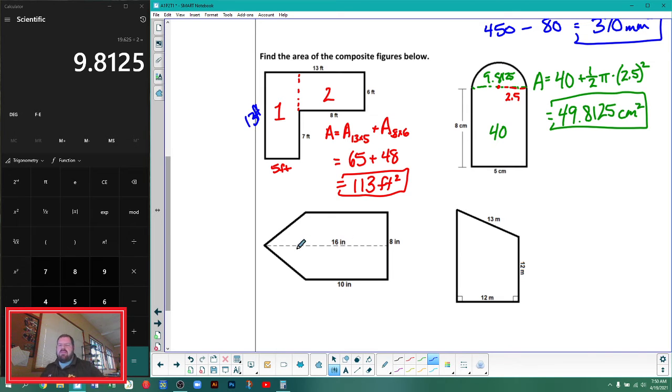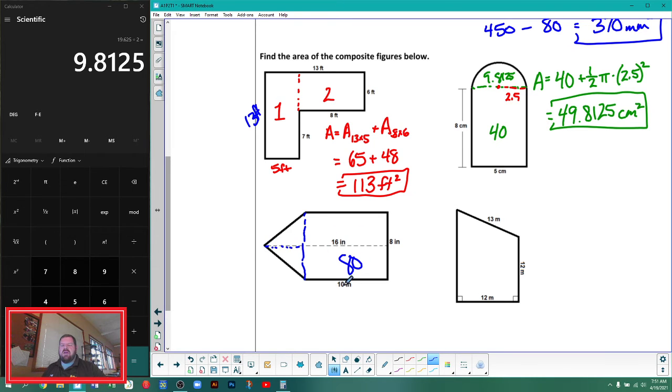In this next one, it looks kind of like a pencil tip or something like that. You have to figure out what main shapes make it. And it looks like some kind of a rectangle and then a triangle on top. Some important things we need. We need the area of the rectangle. Well, that's 10 by 8, so that's 80. And then the area of the triangle is found by 1/2 base times height. The base is going to be 8, and the height is going to be 16.